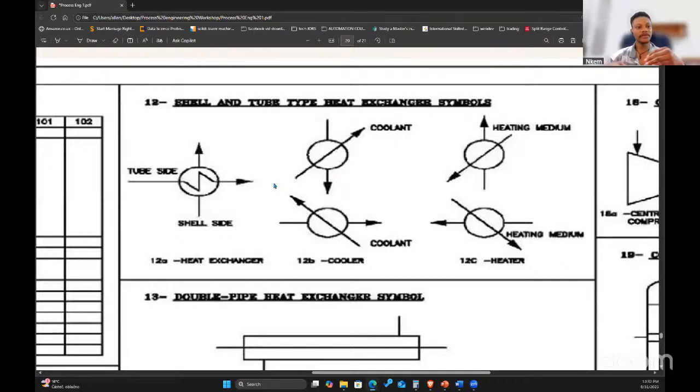The process fluid is the fluid, the main process where you want to get your yield, while the working fluid is the one you're using to do work, either for cooling or for heating. Okay. So this is the symbol for your heat exchanger.